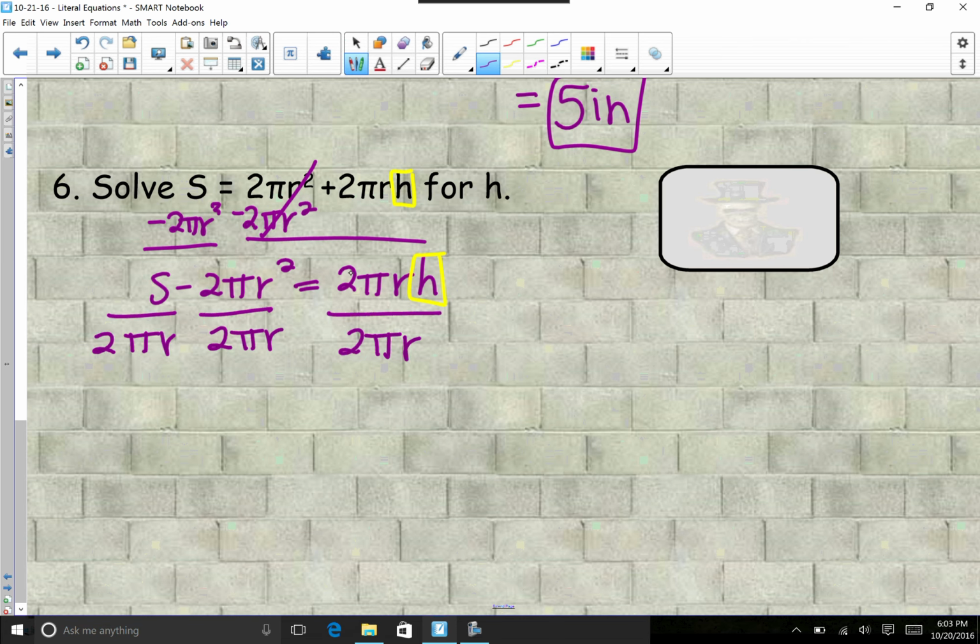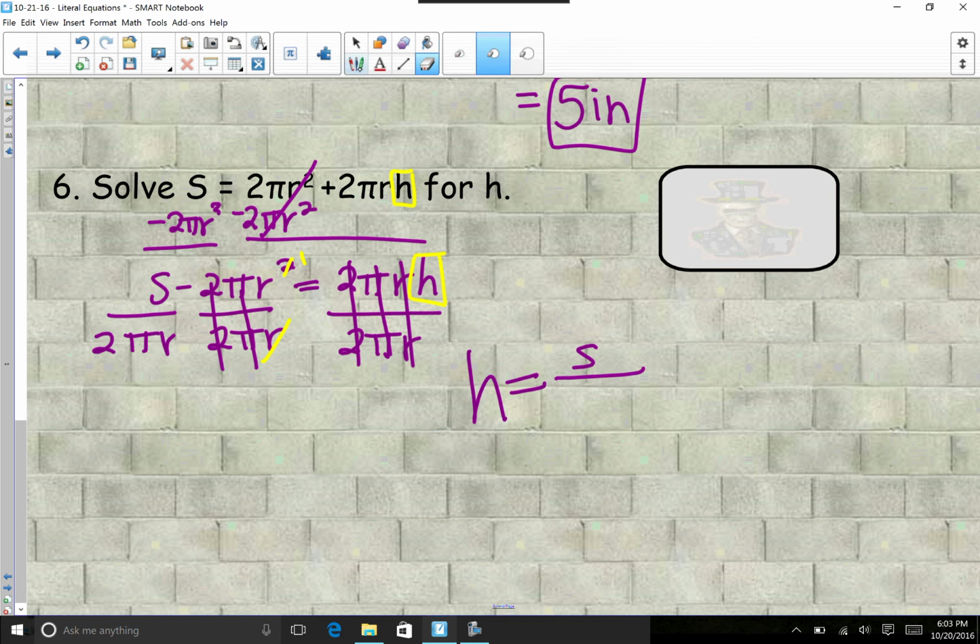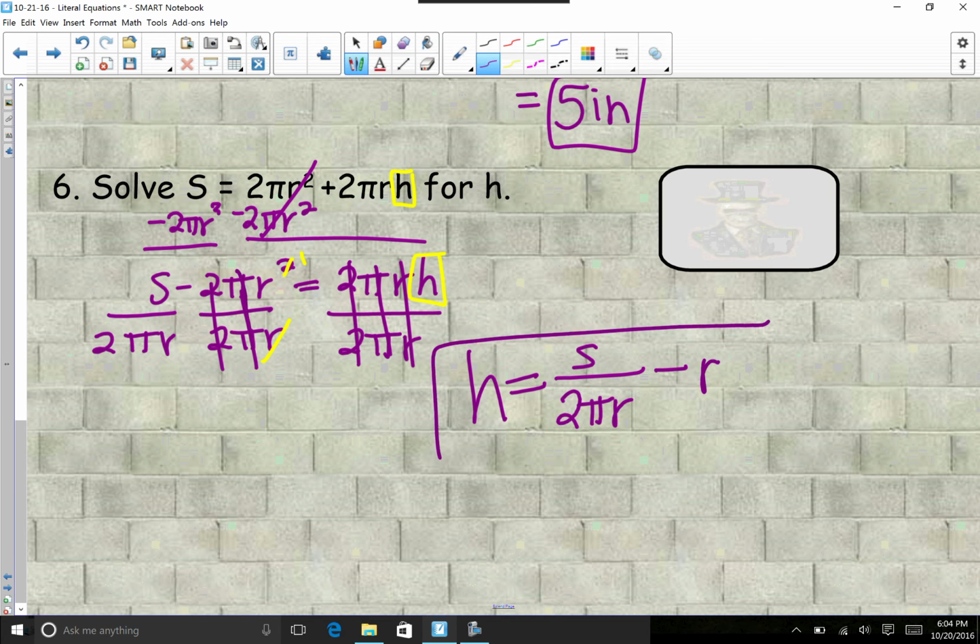2 divided by 2 is 1, pi divided by pi is 1, r divided by r is 1. It goes away. I come over here and notice 2 over 2, pi over pi, and this r squared over r, so this becomes a 1. What we're left with then, I'm going to write my h first: h equals, and coming back to this term, s divided by 2 pi r, because nothing simplified there. So s divided by 2 pi r minus, the only thing that was left, this pi went away, the only thing left was an r to the first power, so just minus r. And there's your final answer.